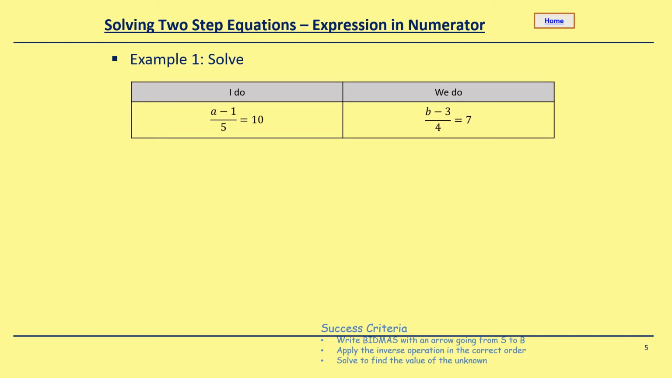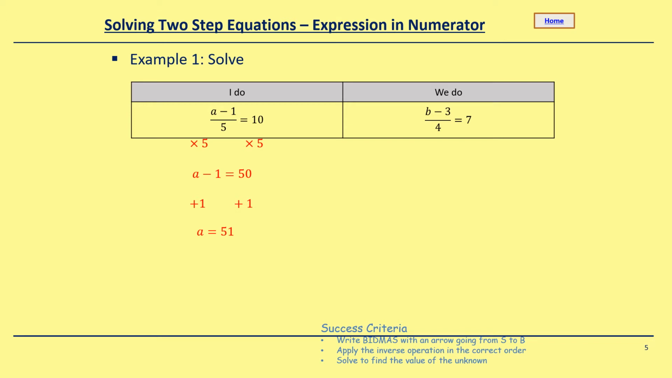Next example, a minus 1 all over 5 equals 10. So we've got a minus 1 all divided by 5. So the opposite of divide by 5 is multiply by 5. So a minus 1 equals 50. The opposite of take away 1 is add 1. So a equals 51.